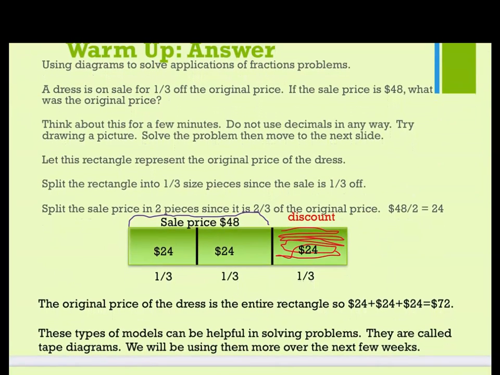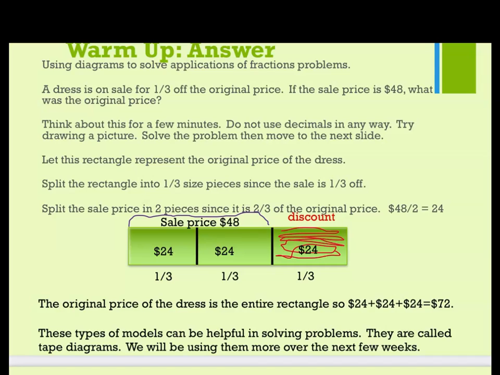Okay, how'd you do? Here's my solution as a picture. So I drew a rectangle. The whole rectangle represents the original price of the dress. I knew that the dress was on sale for 1/3 off, so I split the rectangle into 3 pieces. 2 of the pieces are what you're actually paying for the dress. So if I take the $48 sale price and divide it by 2, I get $24 for each third.